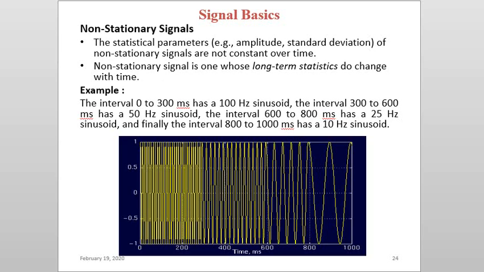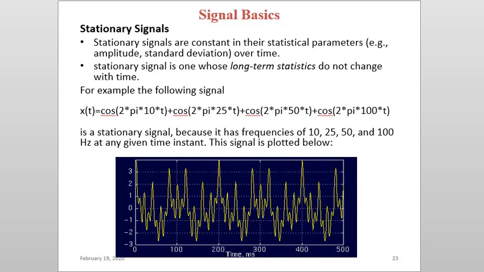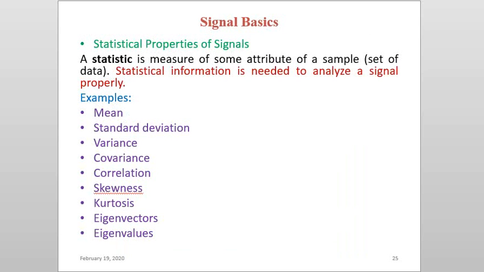Here the frequency changes from time to time, and in a stationary signal the frequency and all other components remain the same over time. Now, in signal basics, we need to know some statistical terms, which are mean, standard deviation, variance, covariance, correlation, skewness, kurtosis, etc.